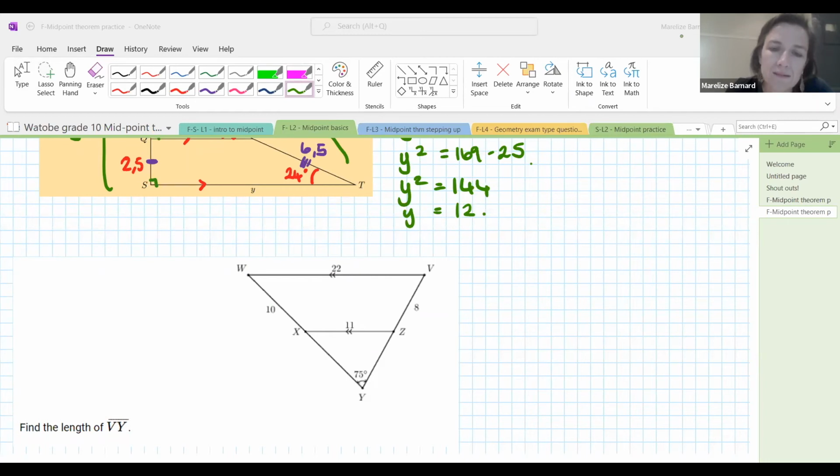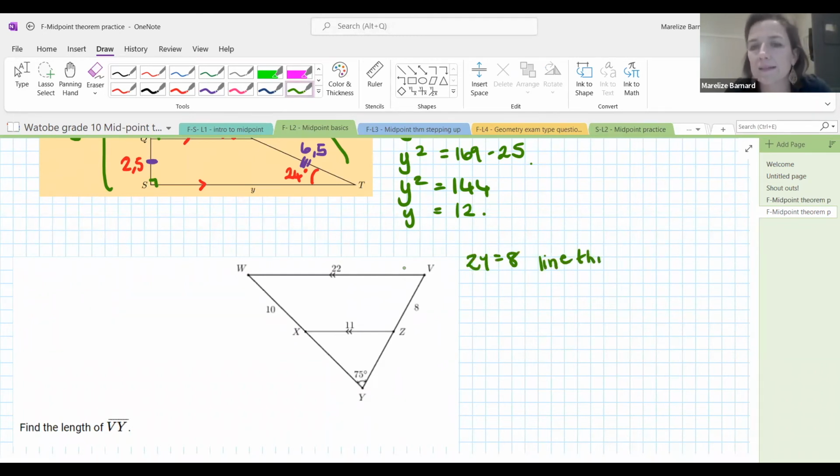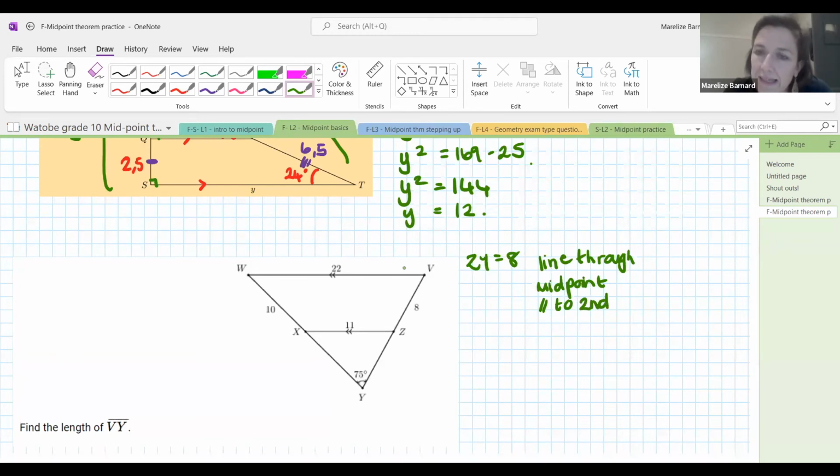I said that ZY equals 8 because of the line through the midpoint parallel to the second side. Then I said VY is equal to VZ plus ZY. But I didn't give a reason, because I couldn't remember the reason, if there is one.